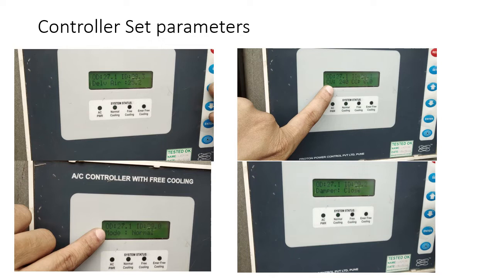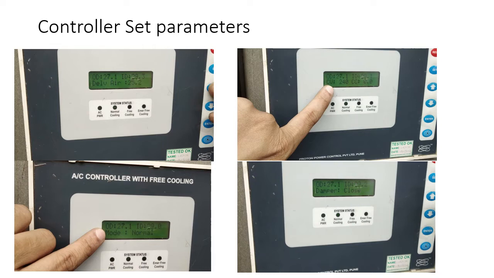In this slide, we will discuss controller set parameters. This controller is located on the back side of the EFC machine. So to access this interface, a person has to open the back door of the EFC, and then they can access this interface. If you look at the display, it shows OD, which is 27.1 degree centigrade. OD is nothing but the ambient air temperature or outside air temperature.